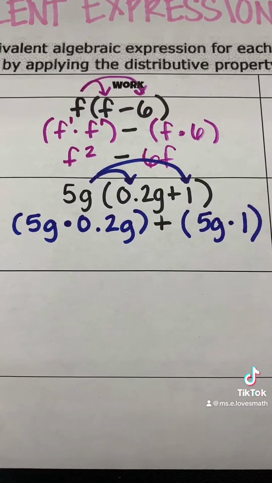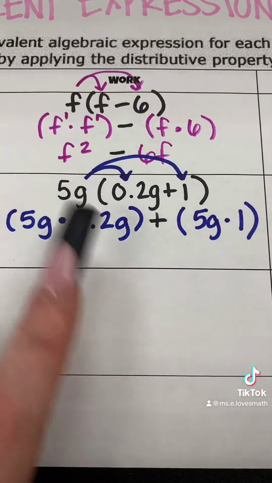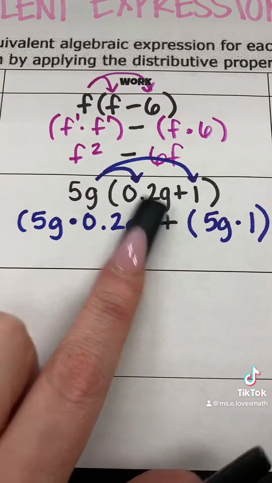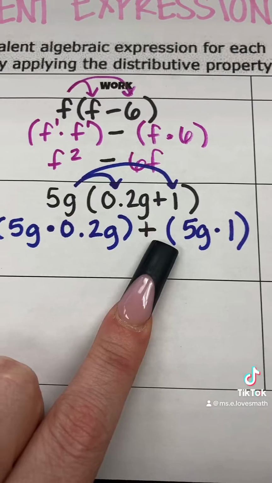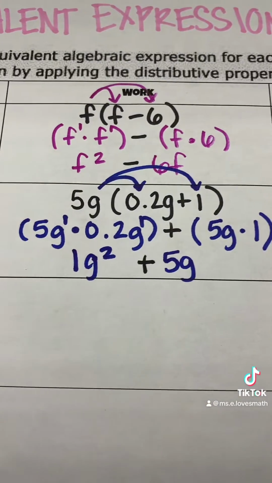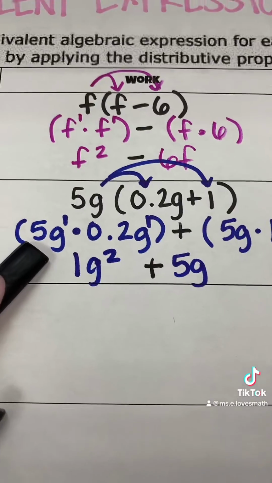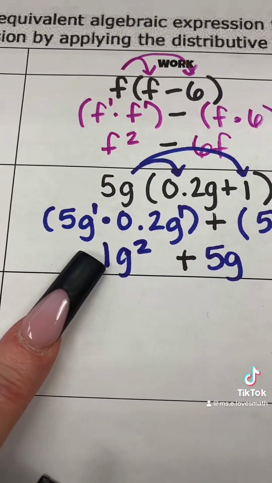Again, we need to distribute the 5g to both terms on the inside of the parentheses. So here we have 5g times 0.2g plus 5g times 1. When we do our math here, we do 5 times 0.2. We end up with 1.